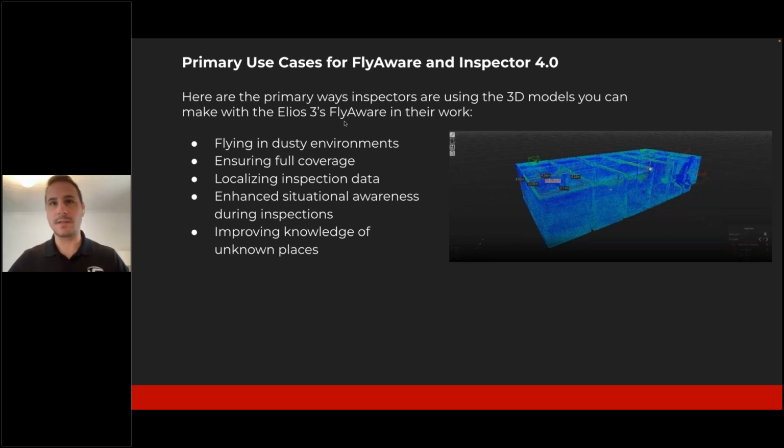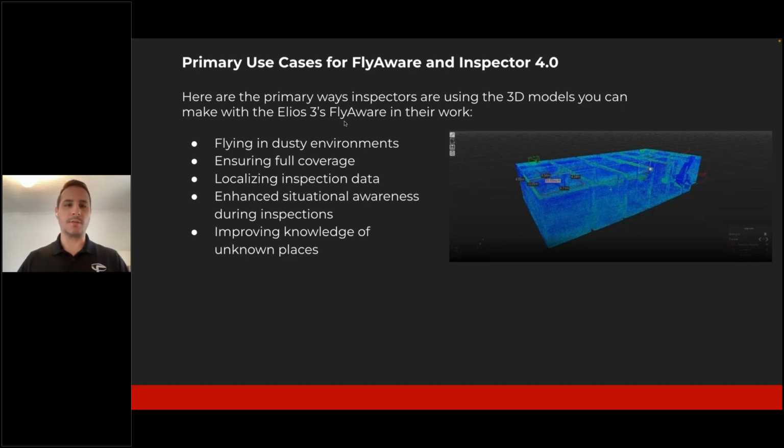Ensuring full coverage is another big benefit. Because you can see the path the drone took through an asset, you can make sure that you've gotten full coverage for your inspection. And I'll get into that a little bit more during one of the case studies. Localizing inspection data is also a big benefit, so you can actually see where a POI or a defect that you wanted to note while you're doing an inspection is located. That's a big benefit that inspectors are seeing.